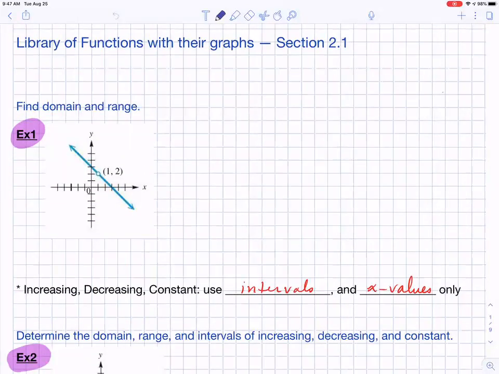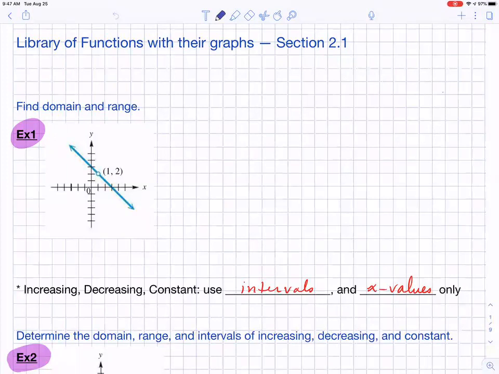So library of functions, rewinding a little bit, find the domain and range. We did domain and range last class period. Okay, so this isn't anything new. So let's talk about domain and range for example number 1. Okay, so remember that domain is, I gave you 2 different definitions for domain. What definitions did I give you for domain? Give me one of them.